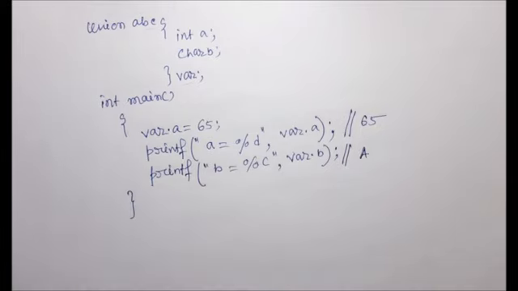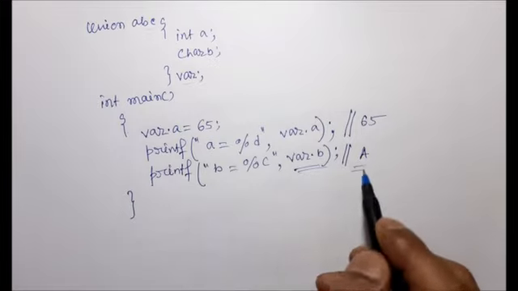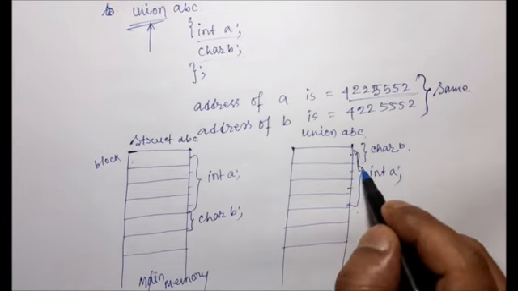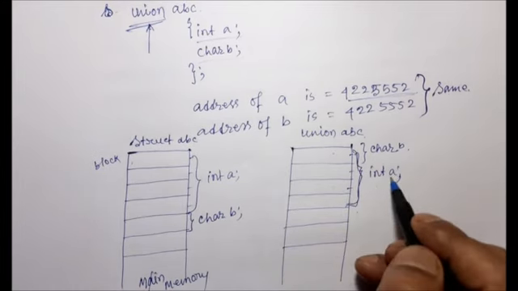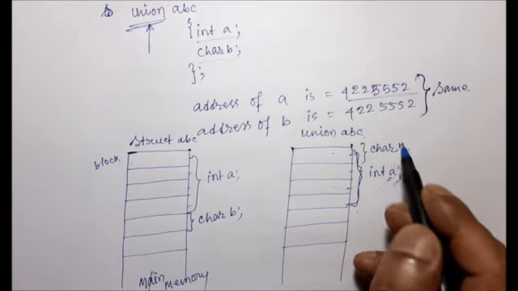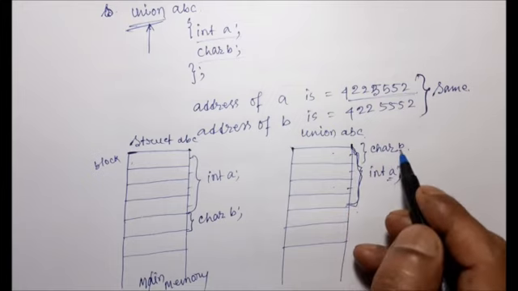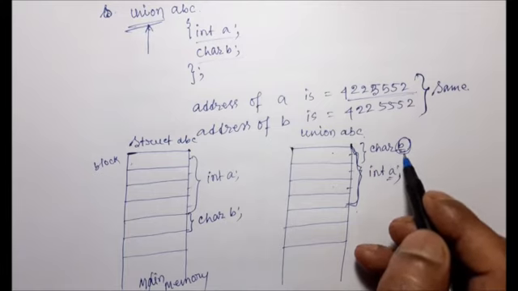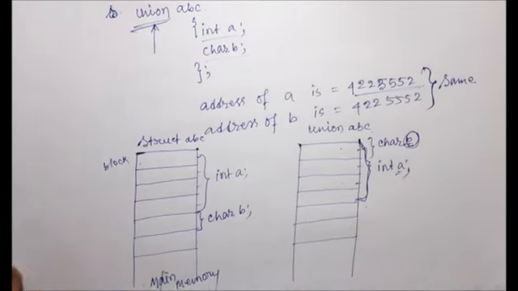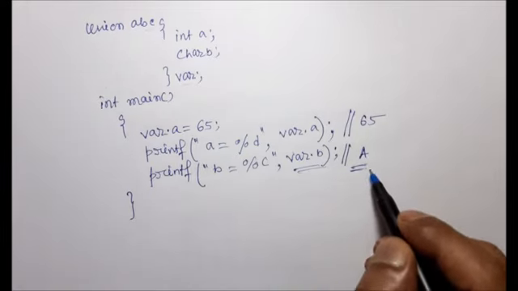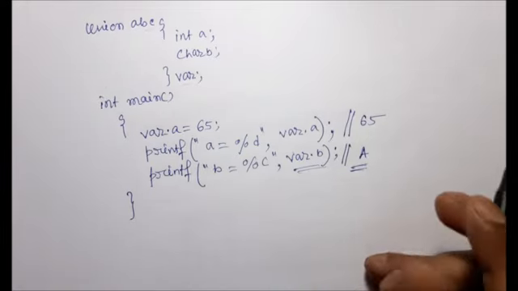Now why am I getting the output capital A here? Look at this. When we declared an integer, it takes 4 bytes, whatever value has been assigned, 65. And when I access the other member, it also sees the 65, and since the ASCII value of 65 is capital A, it will give the output A. Is that clear?